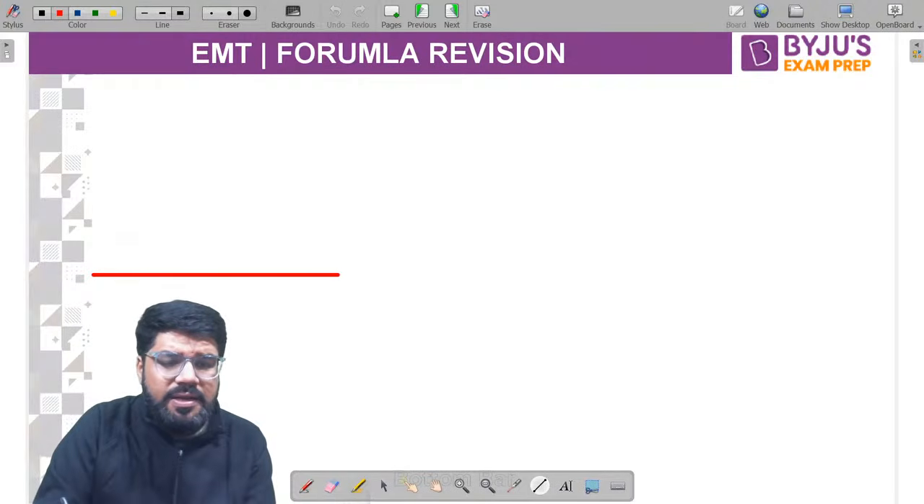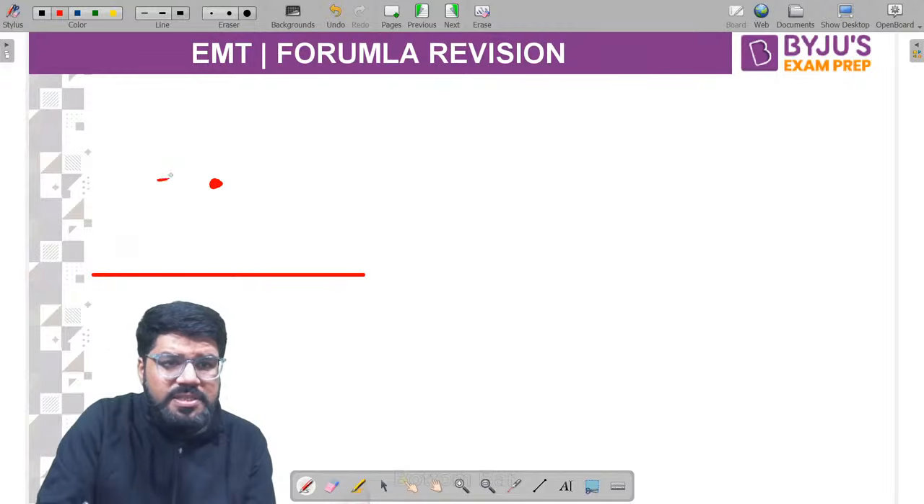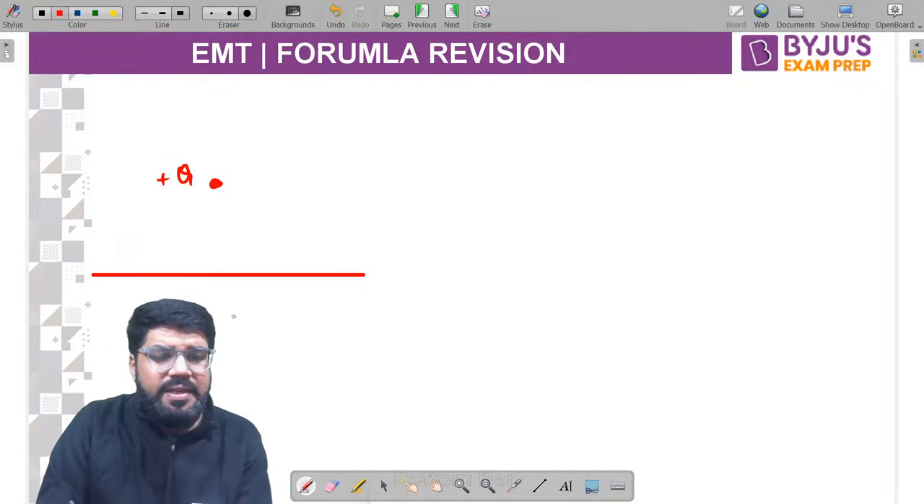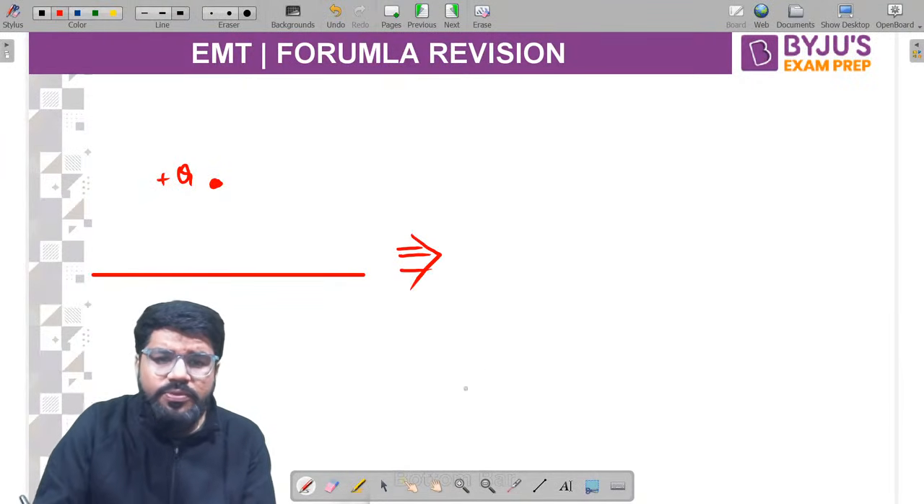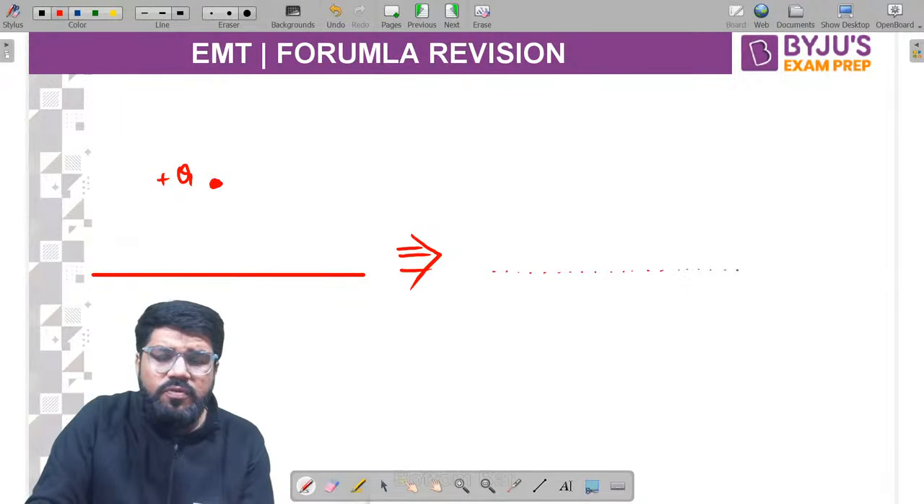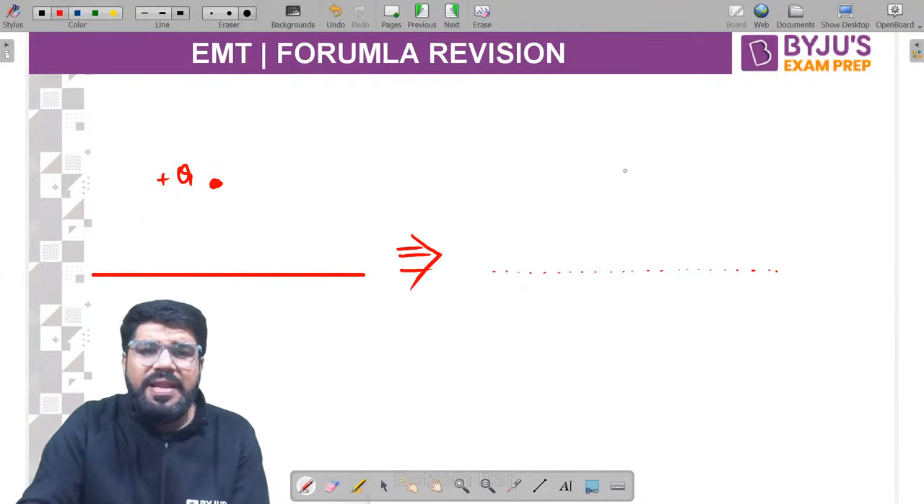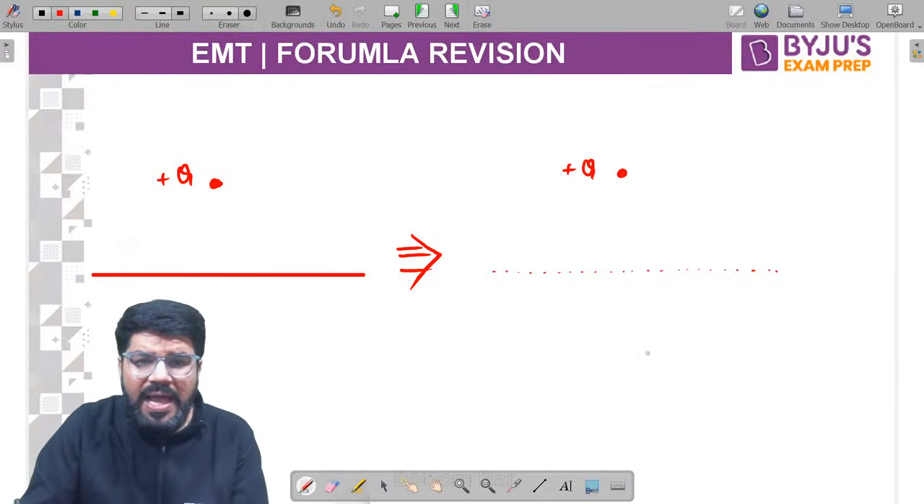You have a conducting metal plate and you have a charge, plus Q. According to the method of images, this will be equivalent to the following: if you remove the metal plate, assume it as a mirror, and the role of the mirror is to create the reflection. There is the charge plus Q and the mirror charge, which is known as the image charge, minus Q.